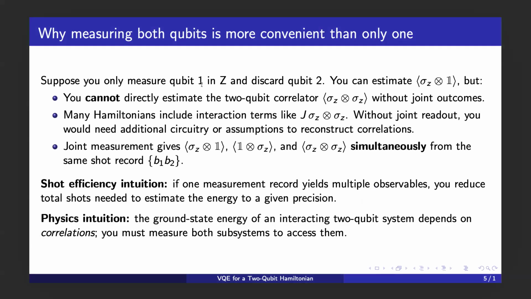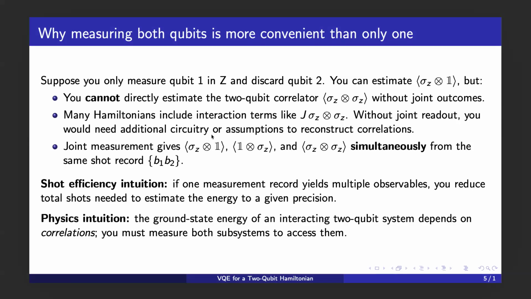Now, suppose that you measure only qubit 1 in Z and discard qubit 2. That means you can estimate this one, but you cannot directly estimate the 2-qubit correlator without joint outcomes. Many Hamiltonians do include terms like that, which is what we have in the 2-qubit Hamiltonian. So without joint readout, you would need additional circuitry. This is a kind of subtlety. In the textbook by Hund, what they have done is to add this additional circuitry so that you can calculate that expectation value.